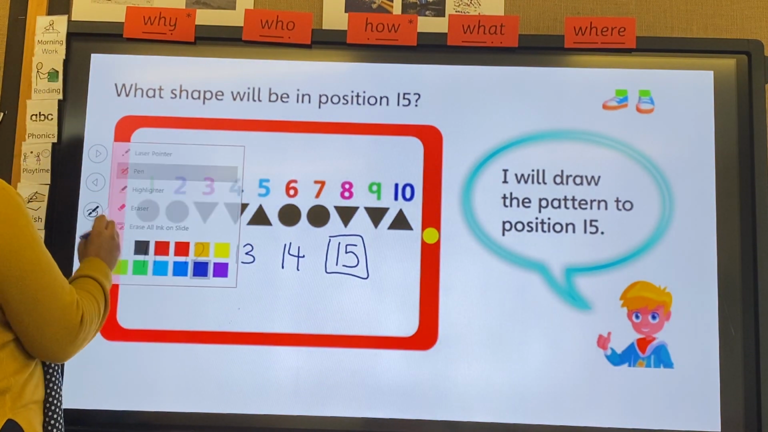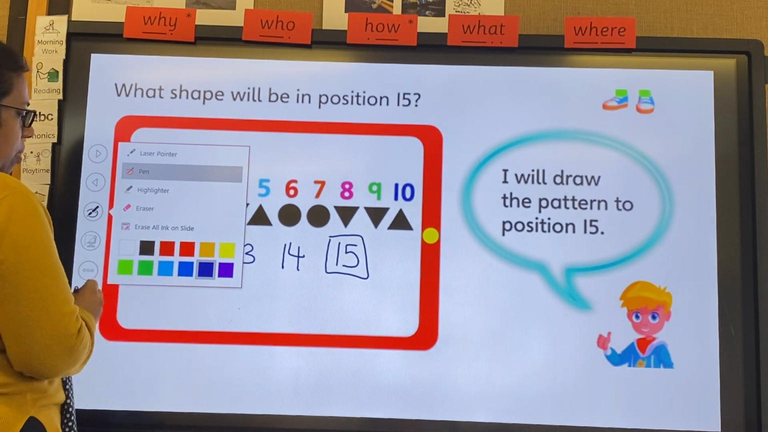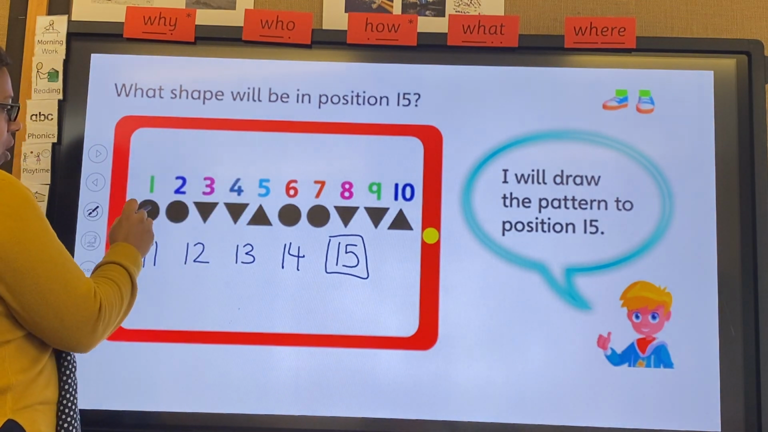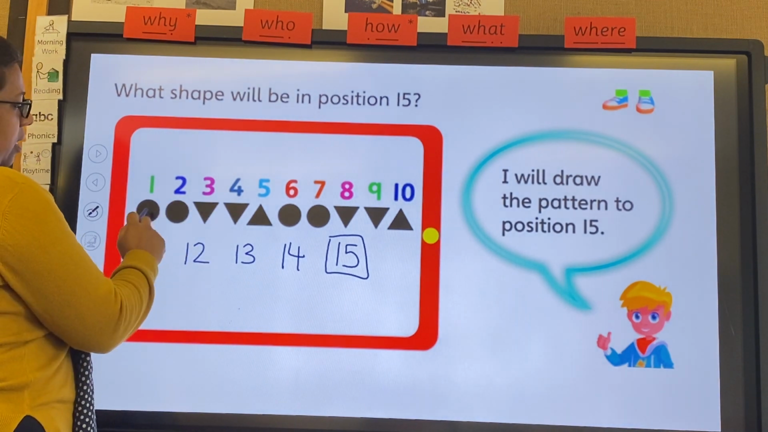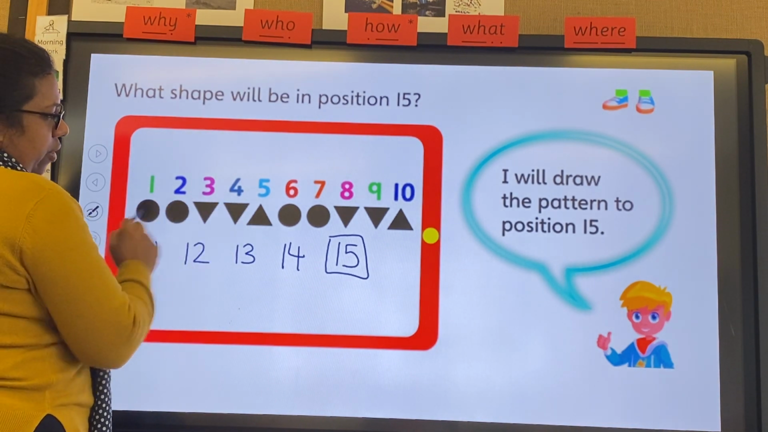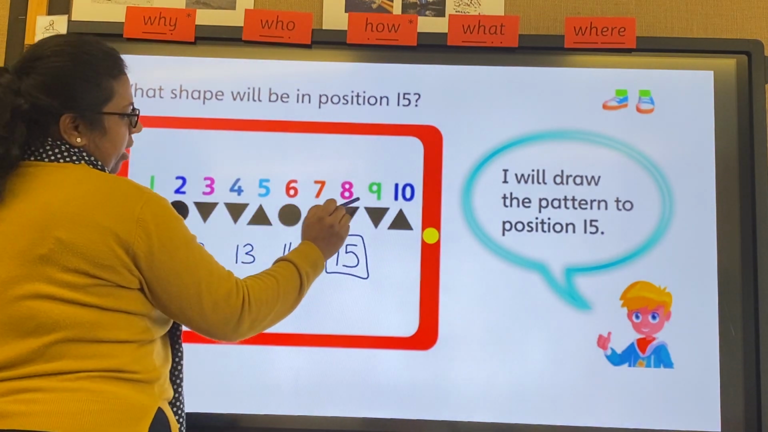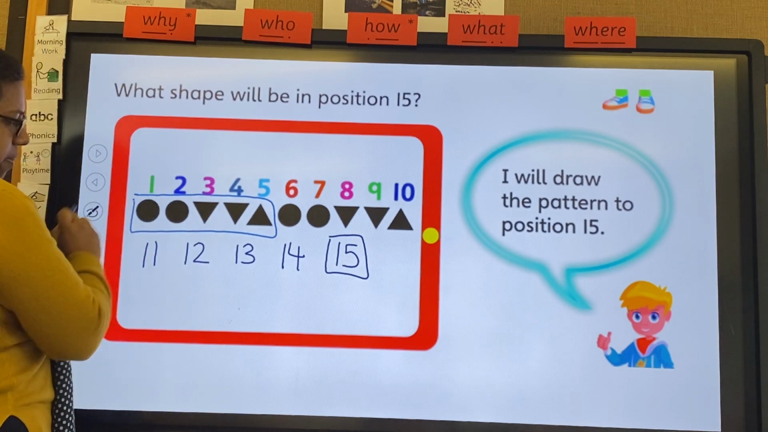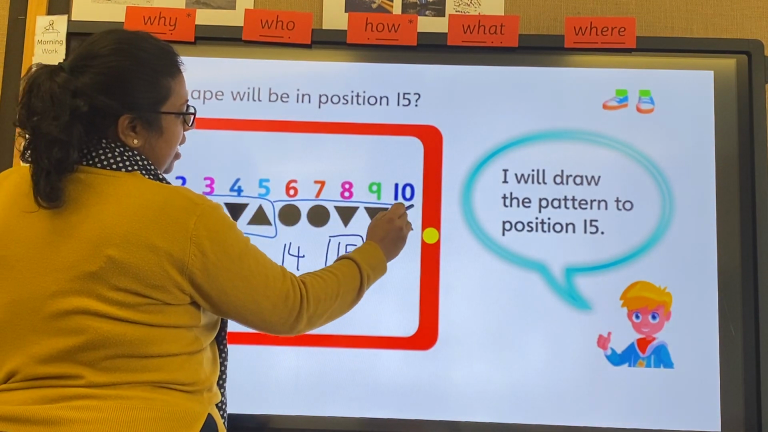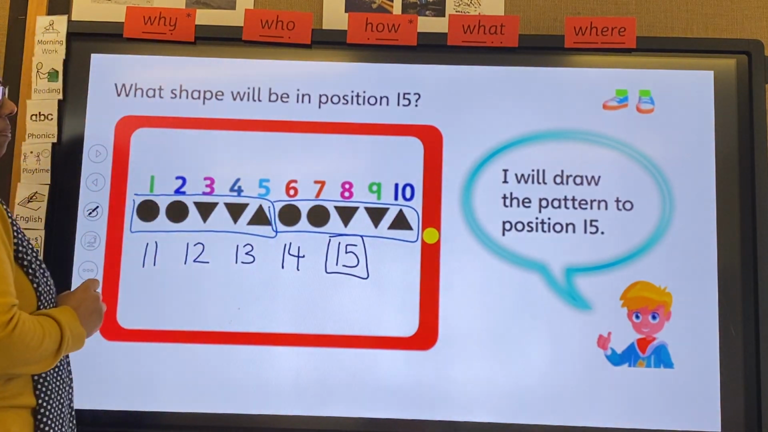So let's see. Let me use a different blue. I have got circle, circle, triangle, triangle. Oh, hold on. Circle, circle, triangle, triangle, and then this triangle facing up. Circle, circle, triangle, triangle, and that triangle facing up. So this is my first pattern, and this is my second repeating pattern.